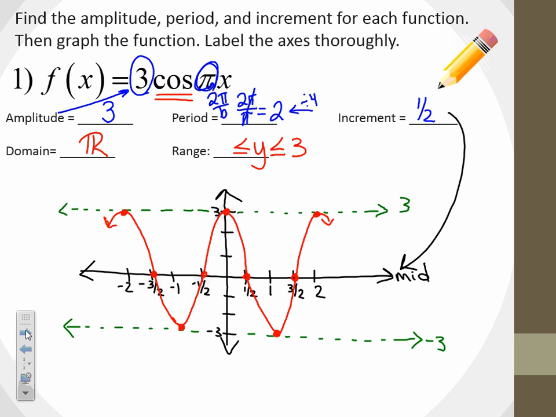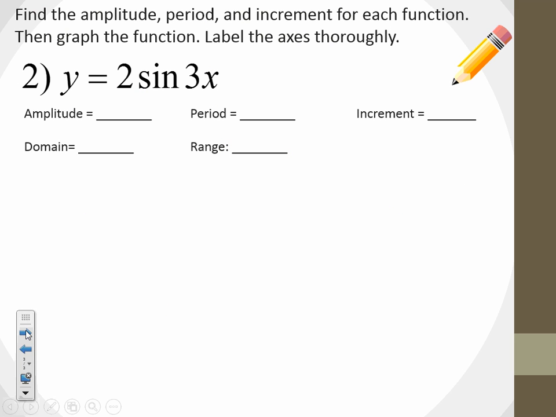Or greater than or equal to -3, okay? So the y is in between -3 and 3. You can see that visually with the way that compound inequality is set up. So let's take a look at one more. Let's find the amplitude, period, and increment for this one.